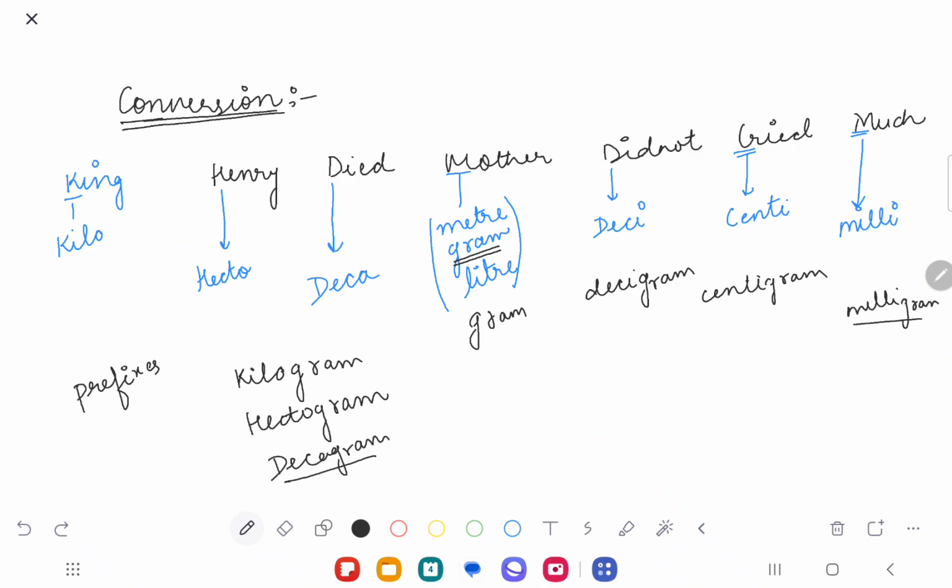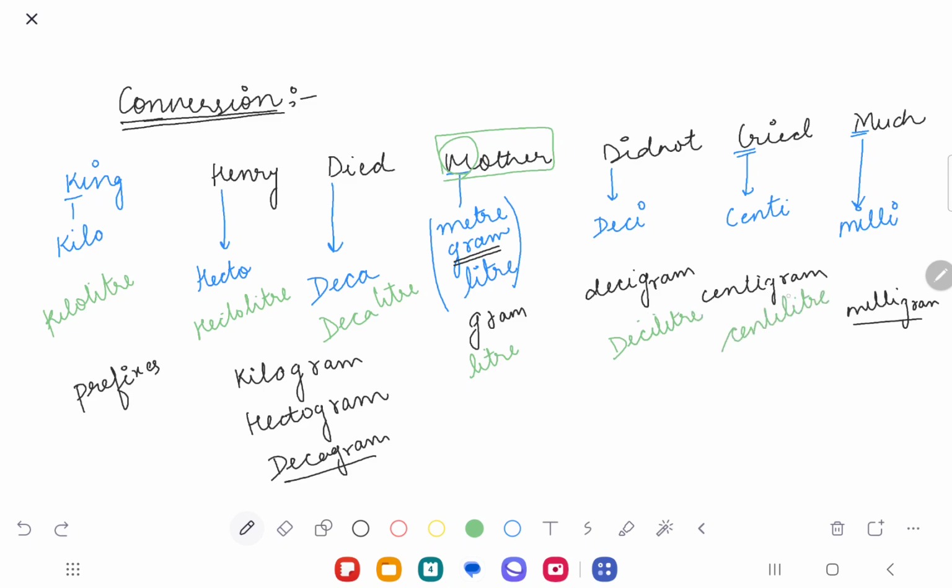You understand? I can do kiloliter. I can do hectoliter. I can do decaliter. Or I can simply keep it liter, no prefix. So M here basically means no prefix at all. I can do deciliter. I can do centiliter. Are you understanding? I can do milliliter.